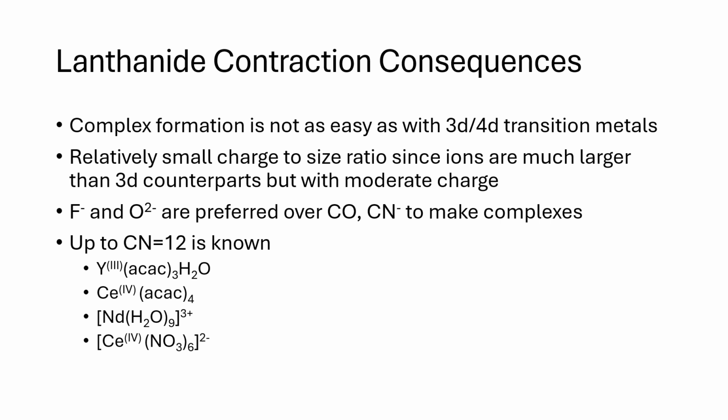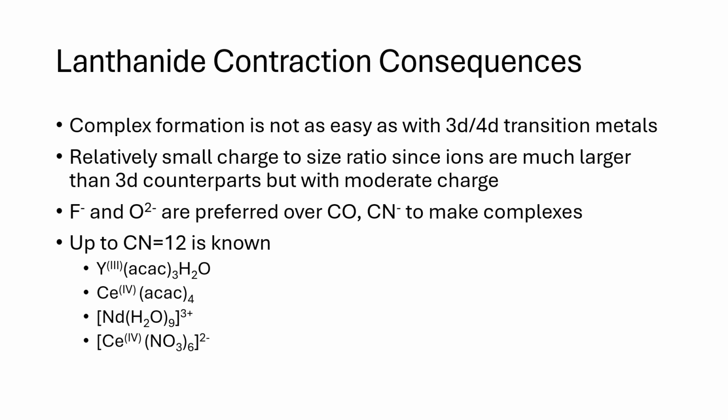And finally, we're going to talk about complexes and complexation. The first thing we learn is that it's not easy to form complexes with these metals as it would be with the 3D or 4D transition metals. This is really because the ions are very much larger than 3D and 4D. Remember, we are much further down the periodic table, in terms of the atomic number here.